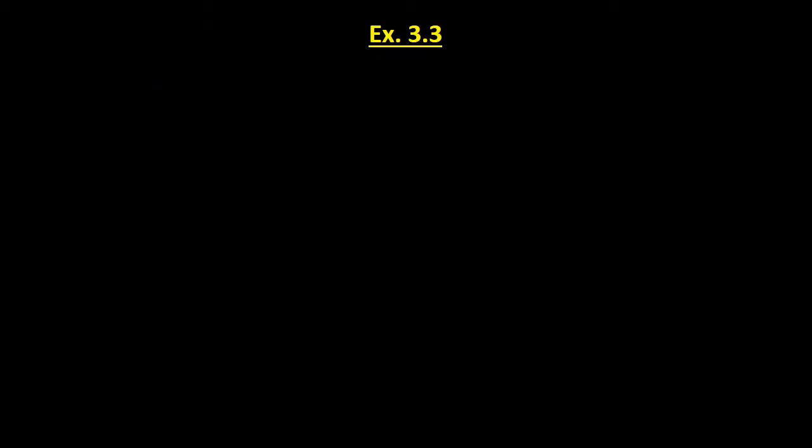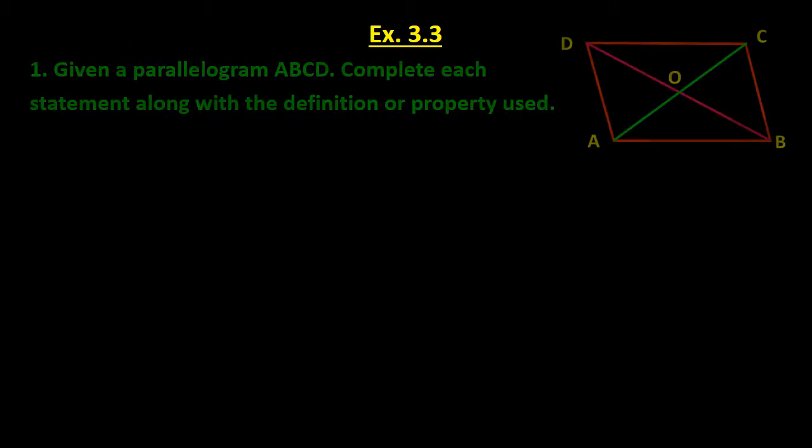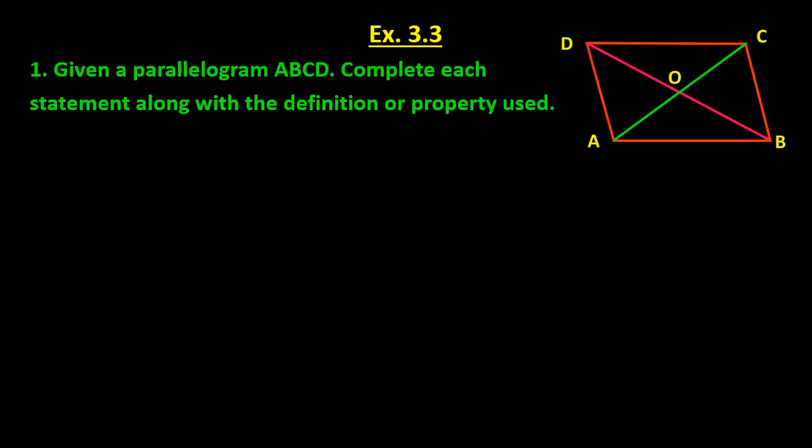Now let me solve question number 1 from exercise 3.3. The question is, given ABCD is a parallelogram, complete each statement along with the definition or property used. So number 1, AD equals dash. Here we need to complete this statement, and in order to complete it, we also have to write what definition or property we have used.